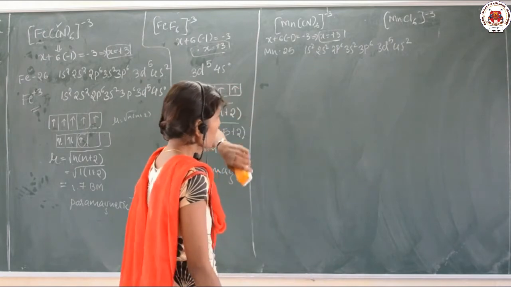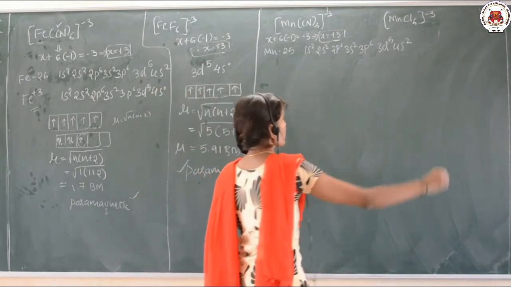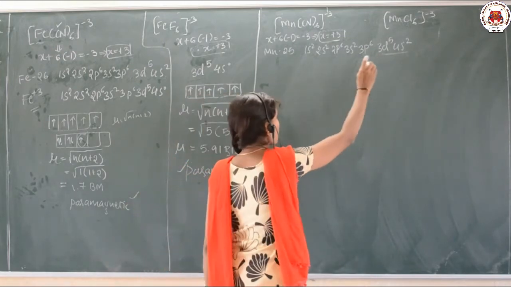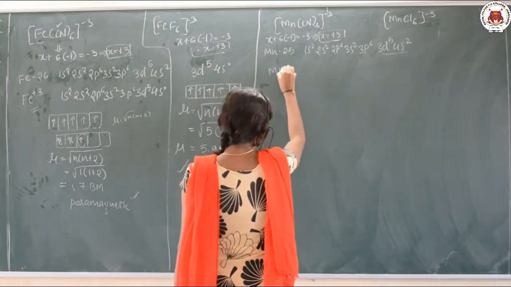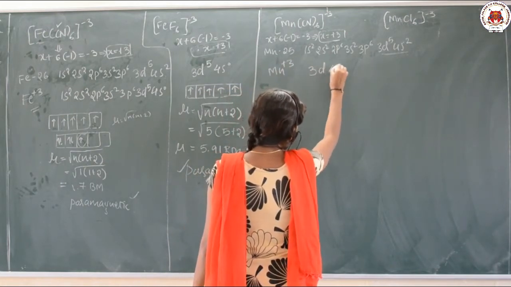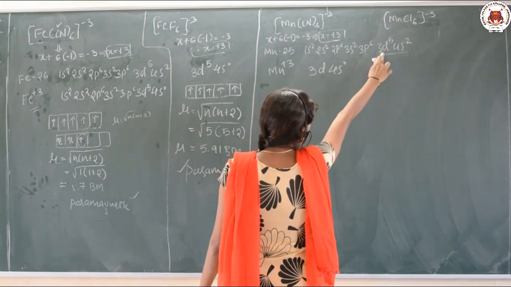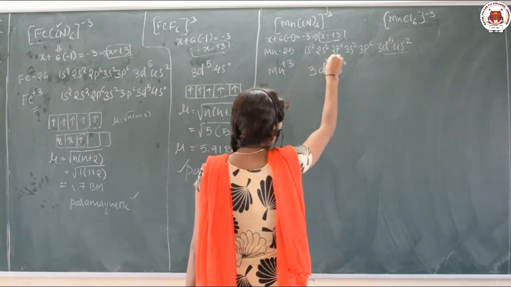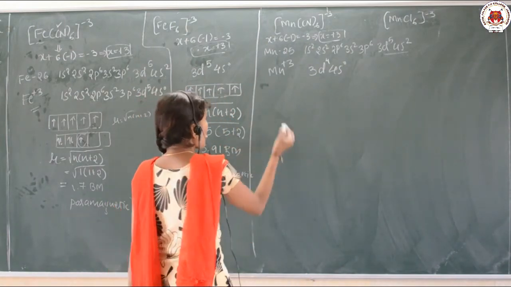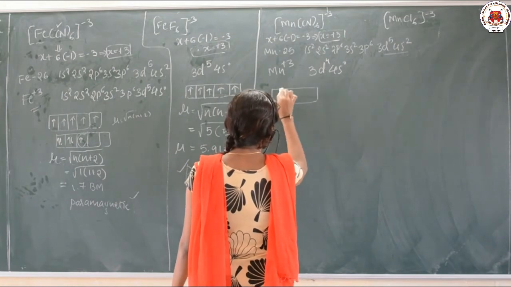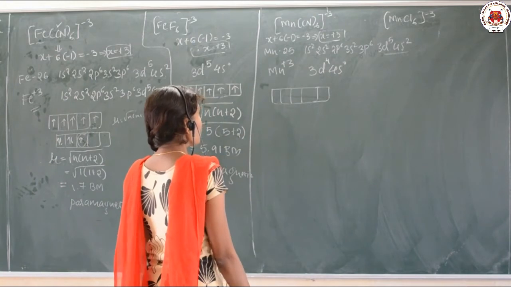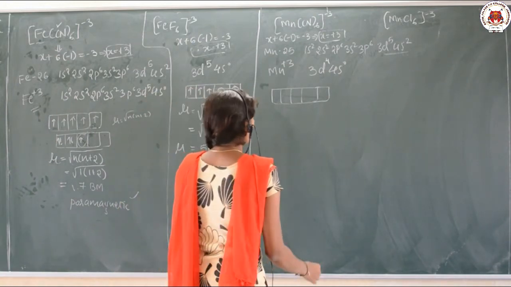So how many electrons have I removed? I have to remove 3 electrons from the outer shell, 2 electrons from the 4s and 1 electron from the 3d. So what will be the Mn plus 3? Only the last orbital I will write here, 3d. Only 1 electron will be removed, 3d4. Okay, it will be in 3d4 format. Now draw the d orbital. D orbital. Okay, and here what happens?